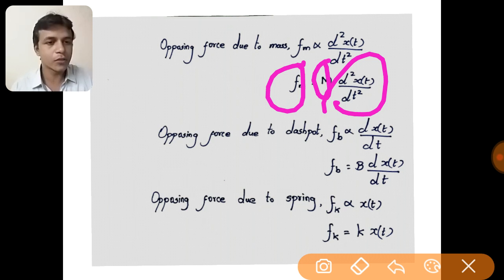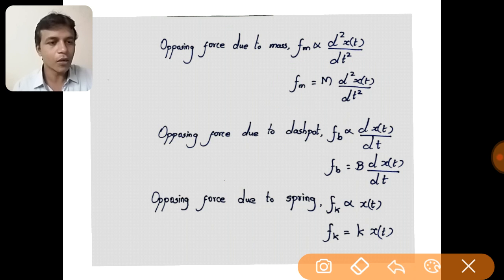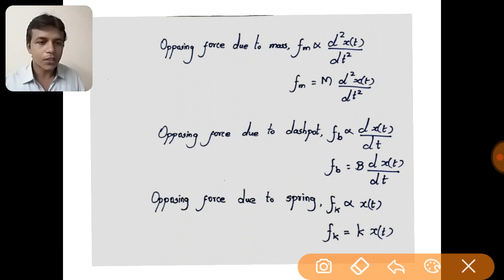Similarly, the opposing force due to dashpot. Opposing force due to dashpot is directly proportional to velocity, and to remove the proportionality, we introduce the viscosity: Fb equal to b into d by dt of x of t. When we apply Laplace transform, this becomes b into s into x of s.